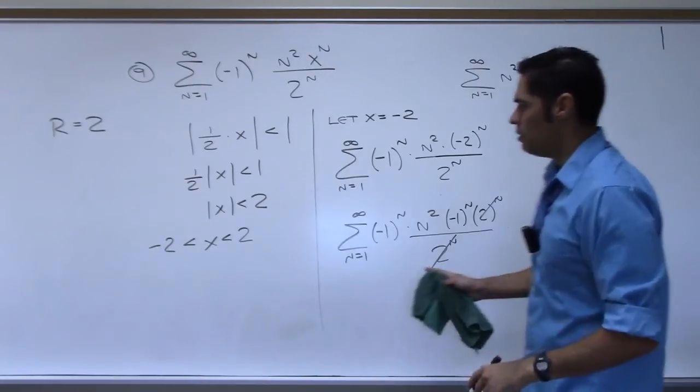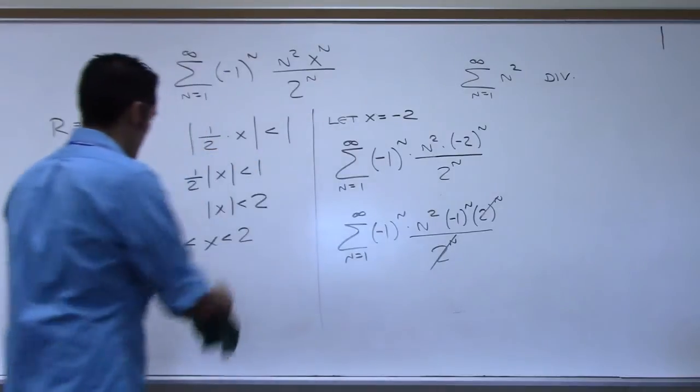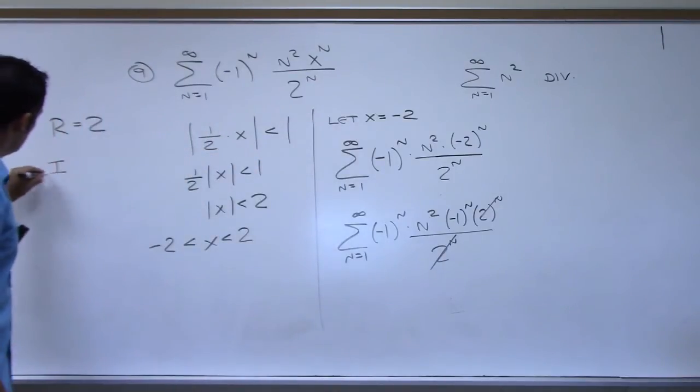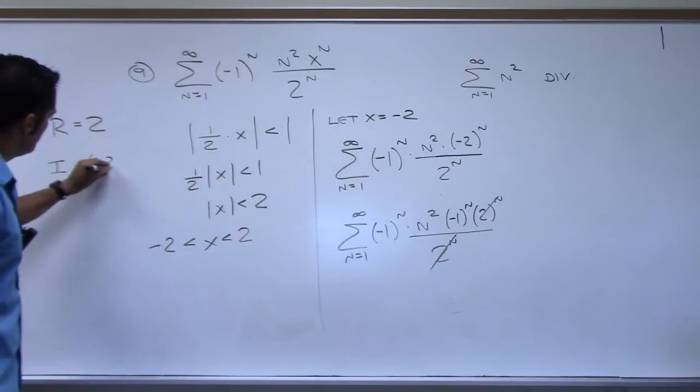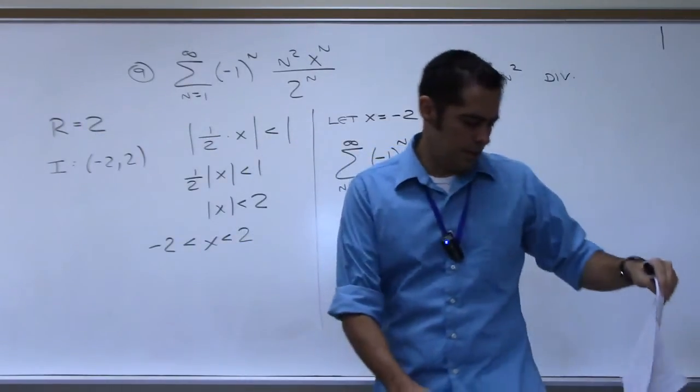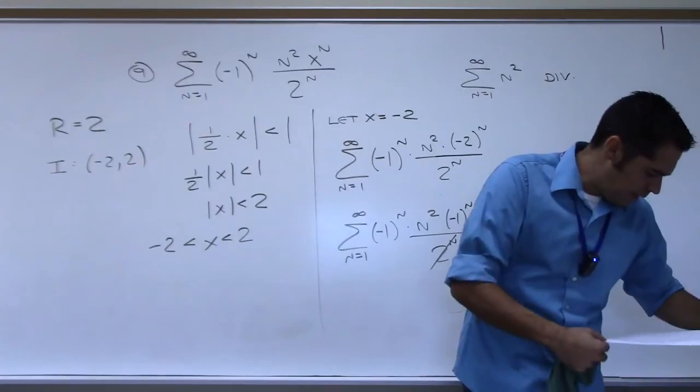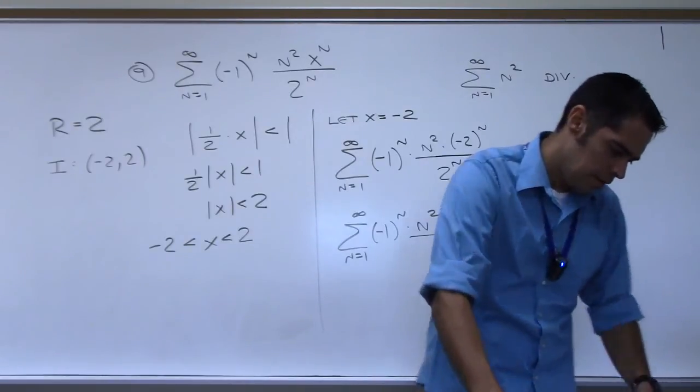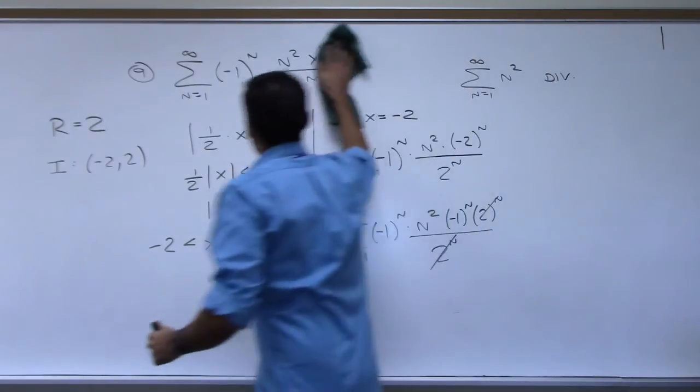So that means I don't want to include either endpoint. I just want to have this interval. So the interval is going to be equal to negative 2 to 2. And that was number 9. Okay. Number 10.